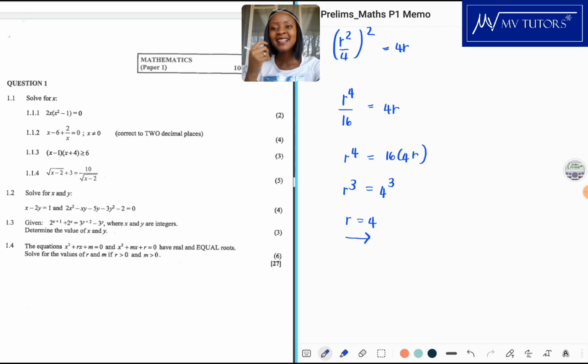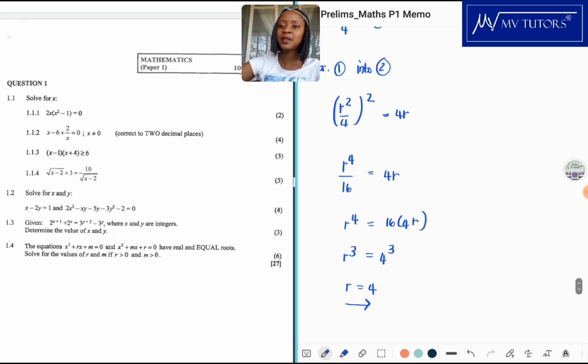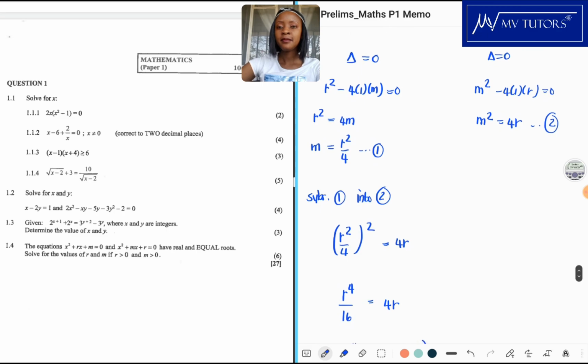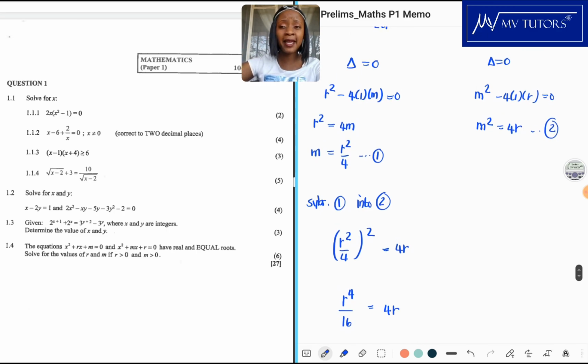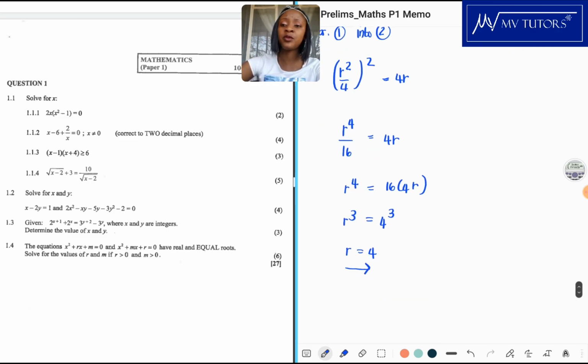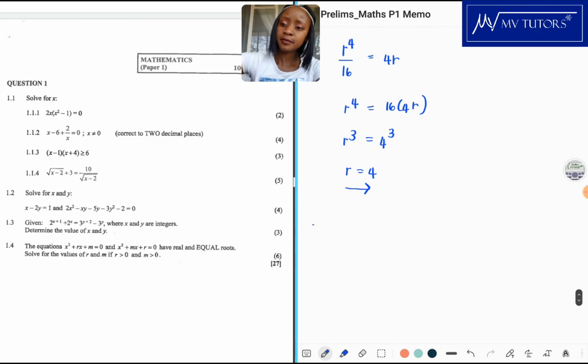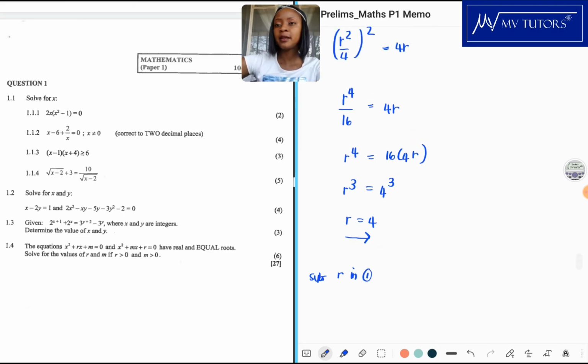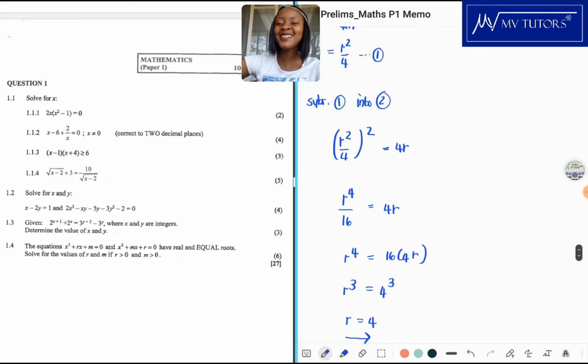Great. Now let us go to getting m. We said m is r squared over 4. So we're going to substitute r into our first equation. Okay, no, I forgot it. r squared over 4.